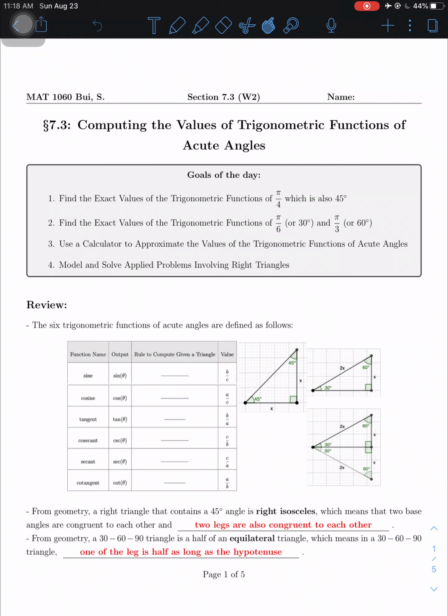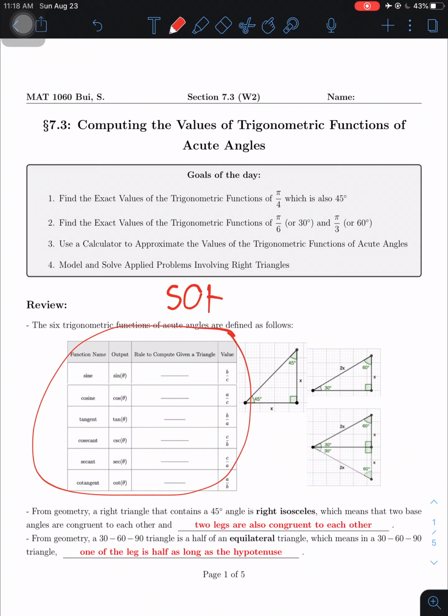Okay? So now let's talk about 7.3, computing the values of trigonometric functions of acute angles. Before we get to the first objective, like usual, let's review some old concepts. So this table right here, I'm going to let you fill it out by yourselves. Try not to look back at the 7.2 concepts. My tip in here would be to remember that we have SOHCAHTOA as the definition for sine, cosine, and tangent.